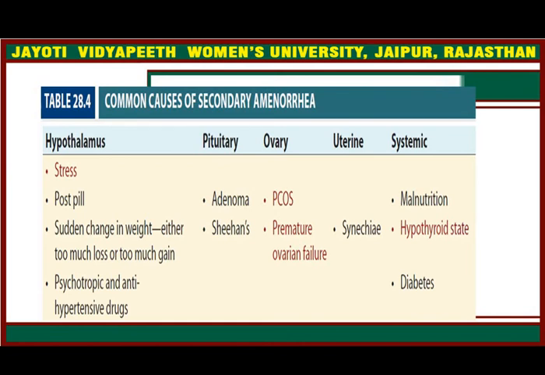So the common cause of secondary amenorrhea is stress, and that stress will generally cause PCOD, and this is the commonest reason for secondary amenorrhea. Post pill amenorrhea might be there, where the patient is taking contraceptive pills, and after stoppage of the pill the patient may suffer from amenorrhea. Sudden change in weight, generally loss of weight or gain of weight, might be the reason. Antihypertensive and psychotropic drugs are also a cause for amenorrhea. Among diseases, hypothyroidism is common, premature ovarian failure and PCOD are common. Synechiae formation, that is tuberculous endometritis, is also a reason for secondary amenorrhea.